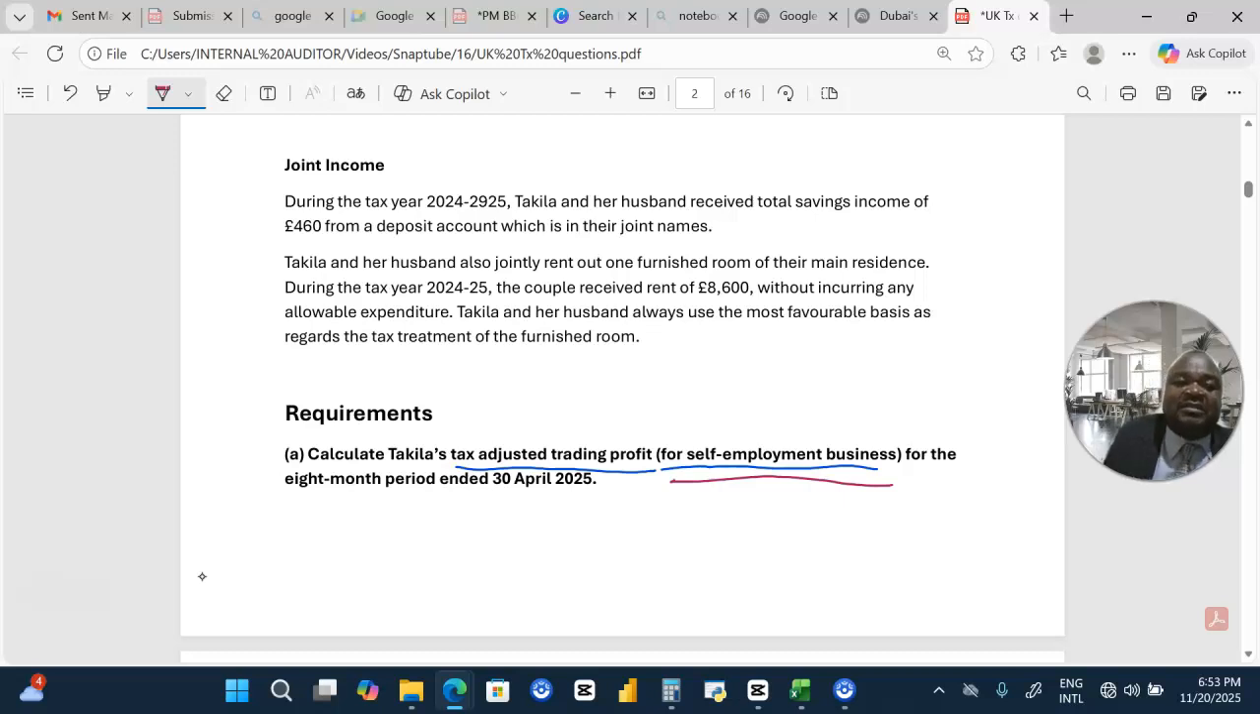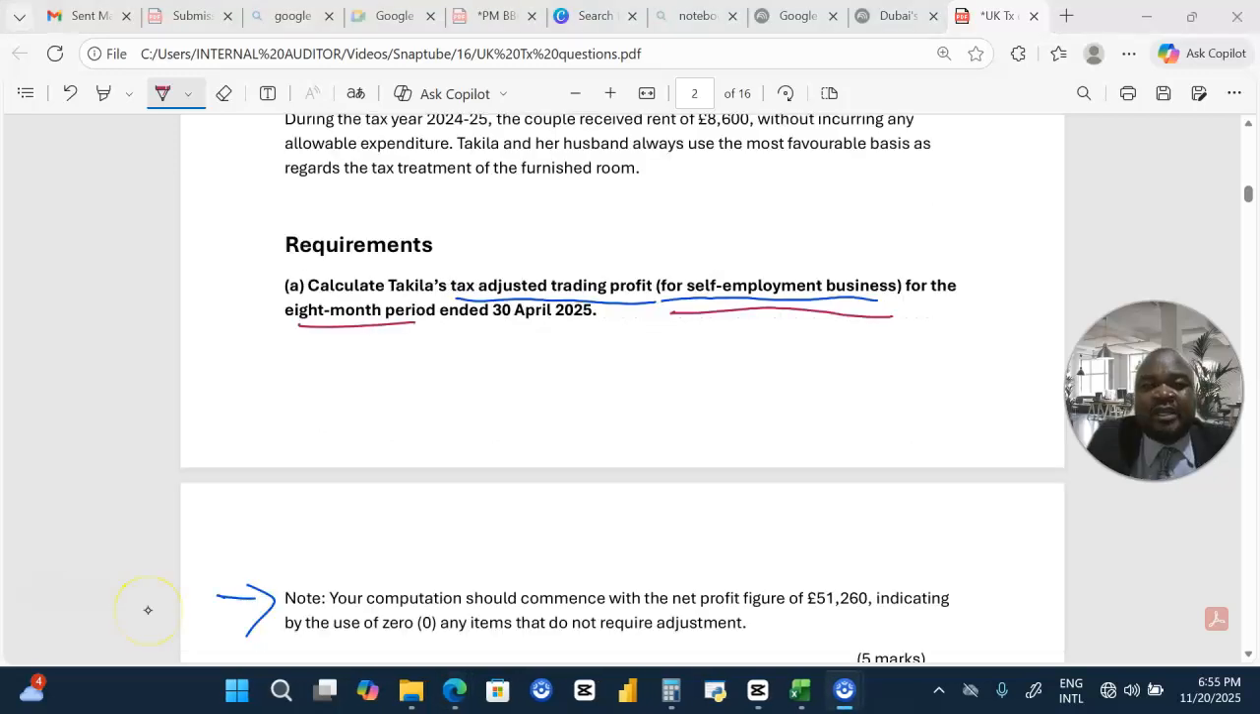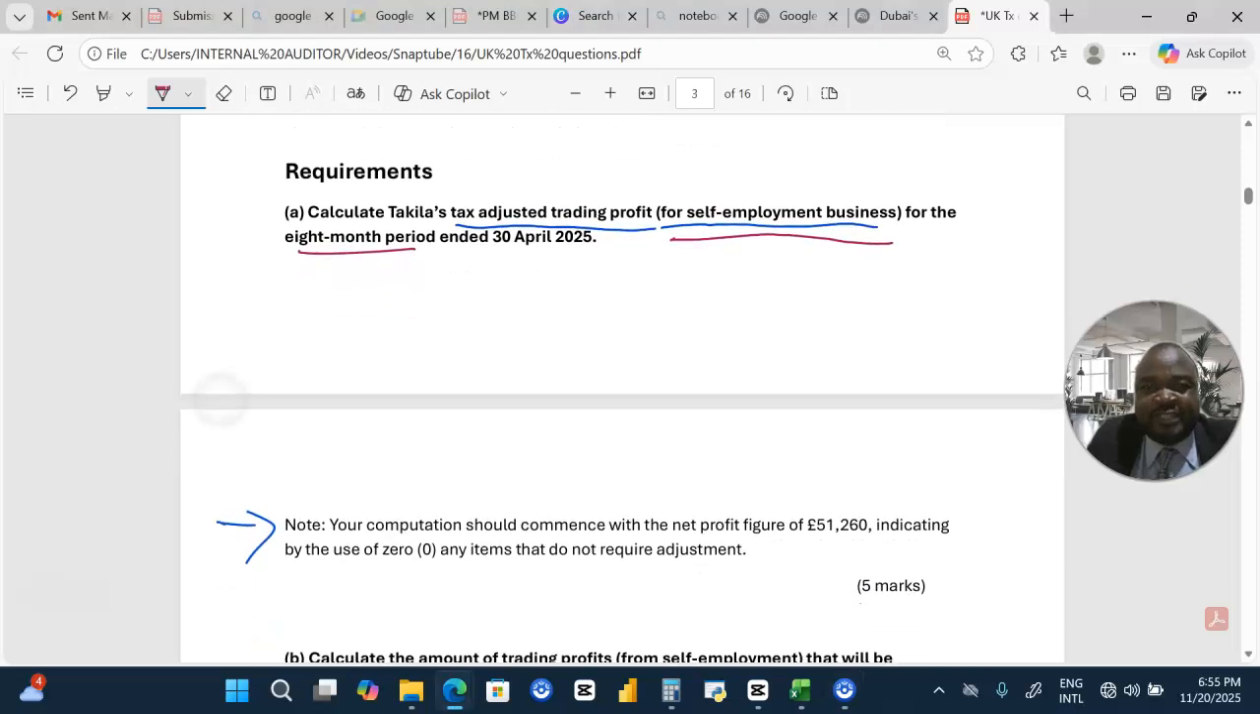For the 8-month period ended 30 April 2025. So here you are required to do it for the 8 months. Not 7 months, but for the 8-month period. Don't worry, we'll reach there. The examiner is not confused.